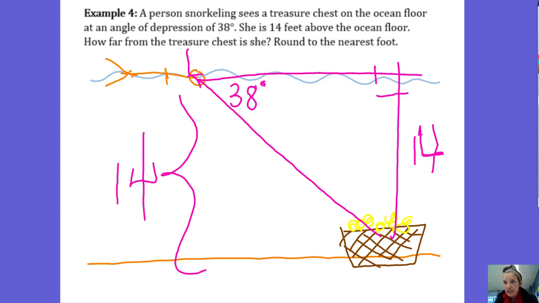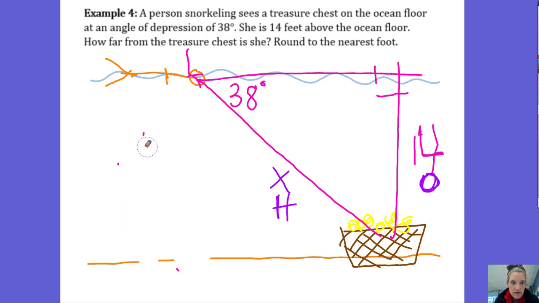So pay close attention. This does not say what's the horizontal distance. It says how far from the treasure chest is she. So here's our snorkeler. The distance from the snorkeler to the treasure chest is this diagonal line, because the distance between 2 points is a straight line. So this is the distance from the snorkeler to the treasure chest. So how far from the treasure chest is she? We're asking for this hypotenuse. So if my angle is 38 degrees, this side is the opposite side, and this is the hypotenuse. And so I'm going to use sine.